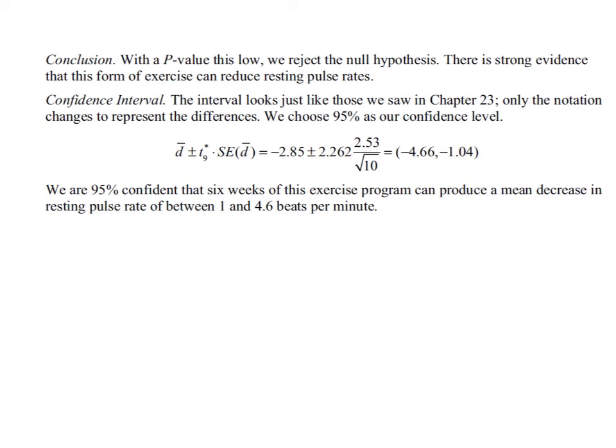The confidence interval is similar to what we did in Chapter 23. I asked that you use a 95% confidence interval. So that's the setup. There's your t-critical for 9, and there's your standard error. And the interpretation of the confidence interval is the same as the ones in previous chapters, except there's no comparison here like in Chapter 24. And notice that the interval is below 0, so that means the resting pulse rate actually decreased based on this device.